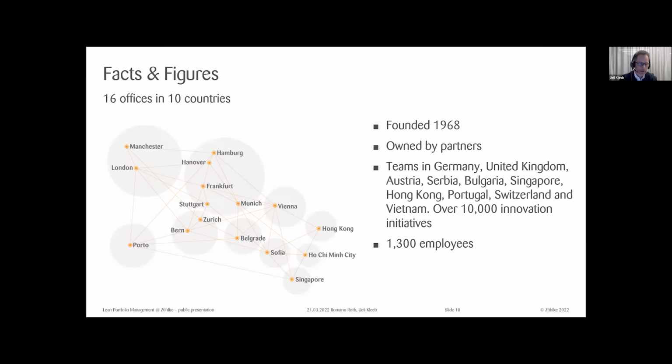Some facts about the company. We are in 10 different countries now. We have 16 offices. The company was founded more than 50 years ago by Mr. Zühlke. It's owned by partners, so the capital comes from people working in the company. You can see where we have different teams, mainly in Europe, but also in Asia. We have offices in Singapore, in Ho Chi Minh, and in Hong Kong. We are more than 1,300, actually these days closer to 1,500 employees across these two continents.